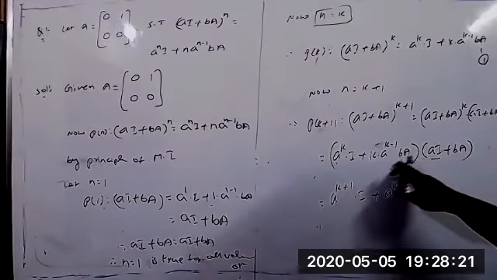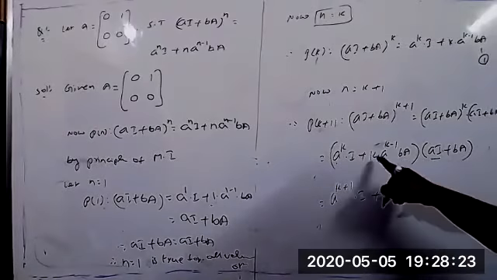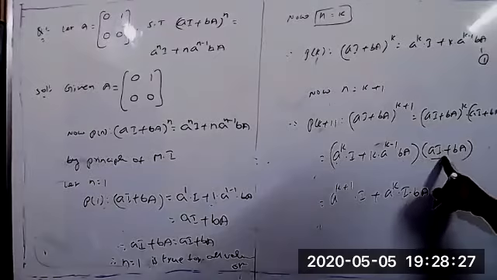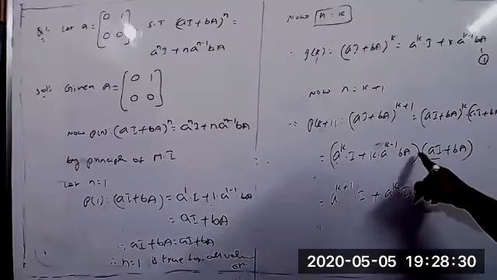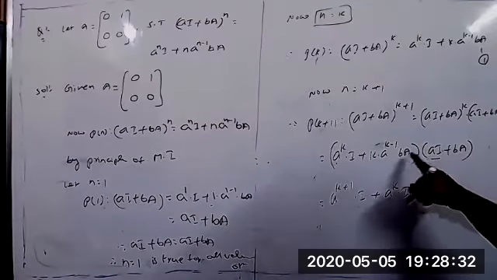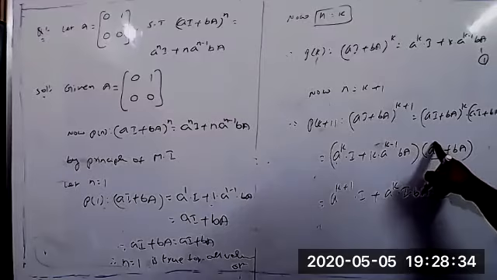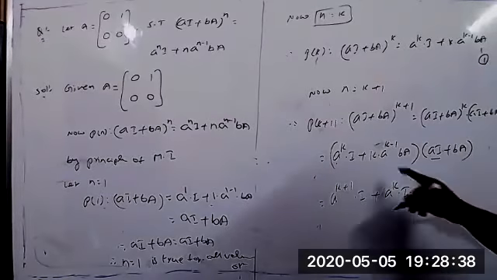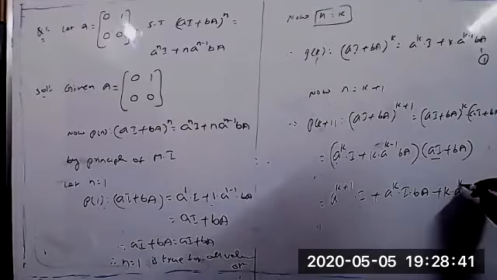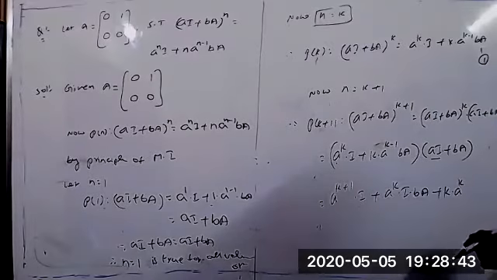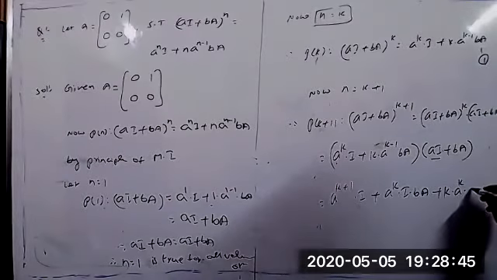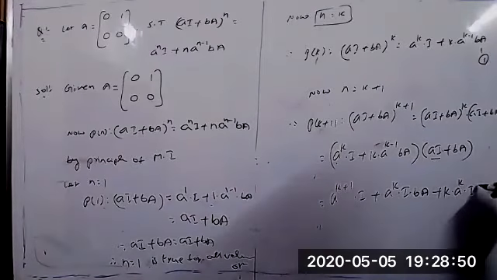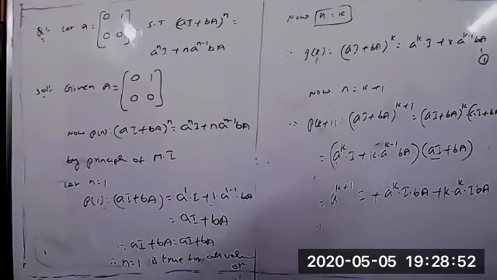Next, these terms you can multiply now. Plus k into a power k minus 1 into ba into a into I. So a power k minus 1 into a equal to a power k minus 1 plus 1, equal to a power k. Plus and minus will be cancelled. So this one you can write now: k into a power k into I, and this is ba.